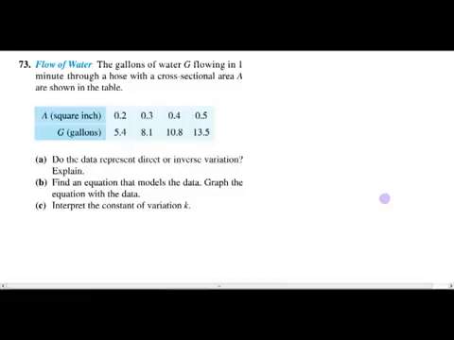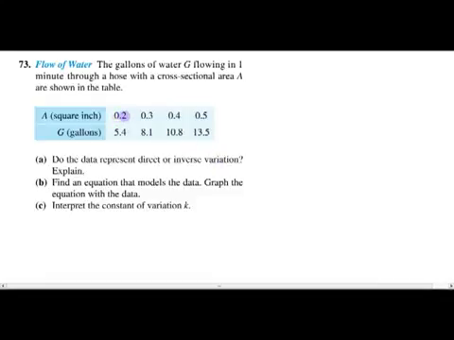Flow of water. The gallons of water, G, flowing in 1 minute through a hose with a cross-sectional area, A, are shown in the table. So we have the square inches opening in the hose, and the number of gallons that are coming out with that certain cross-section square inch of the hose. So did the data represent direct or inverse variation? So they've only given us two choices, direct or inverse. Neither is not a choice.